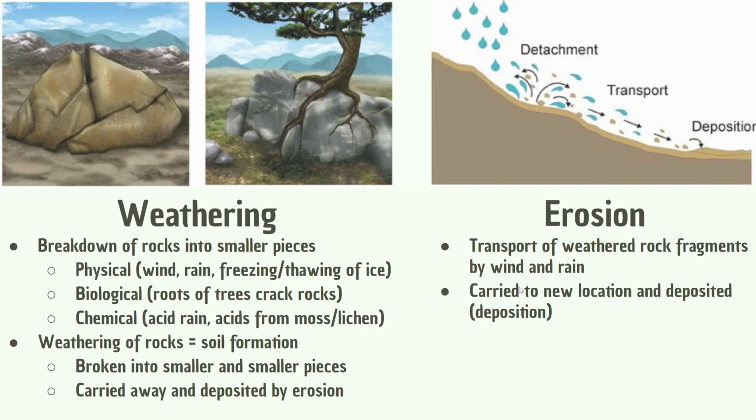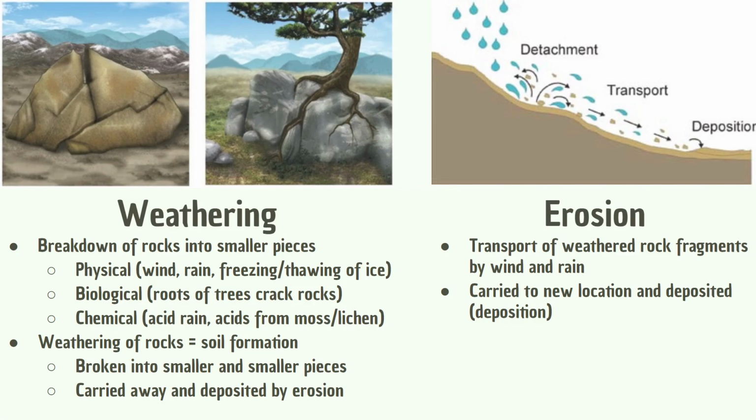Next, we will talk about weathering and erosion. They are very important and sometimes they are confused with each other. We have to be sure that we understand what the difference is between them. Weathering is just the breakdown of rocks. That can happen in three ways.